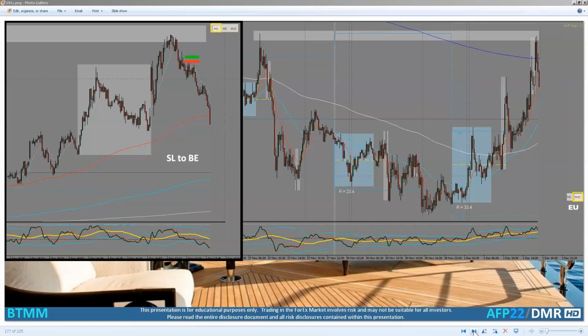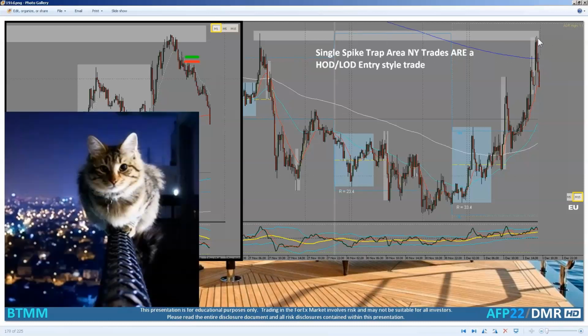All right, now remember this entry was, and it always will be in this style of trading, a high of day entry, single spike, trap area. New York trades are a high of day, low of day entry style trade. And some of our new guys might not have seen this picture.